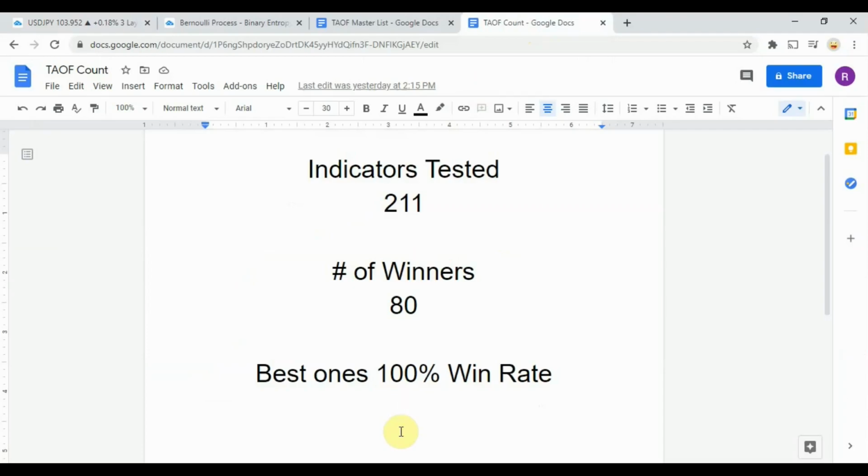So, to date, we have tested 211 indicators. And out of those 211 indicators, 80 of them have been winners, which means that they have met or exceeded the 60% win-loss ratio threshold that we have set for them. The best ones so far were able to achieve a 100% win rate.